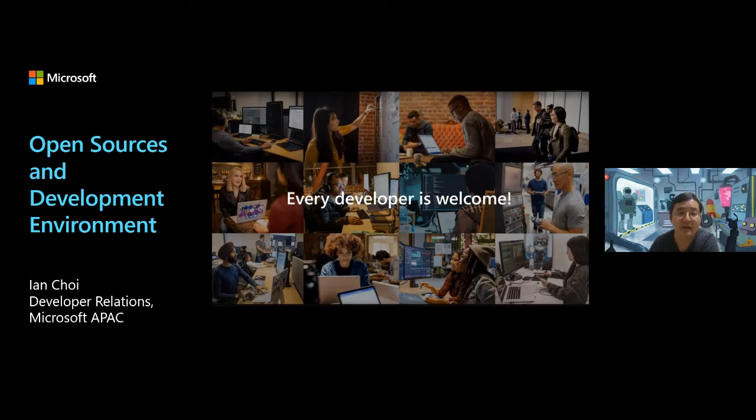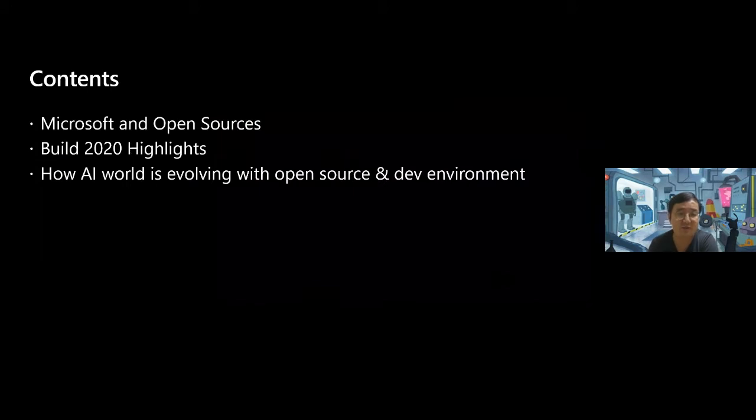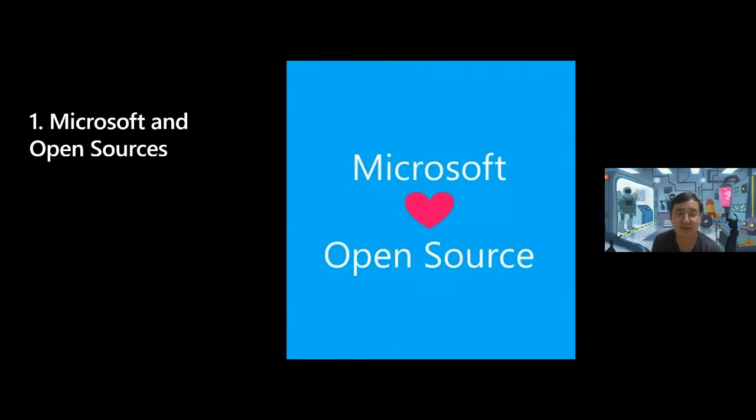Today I would like to talk by dividing into three different topics. One is how Microsoft has been evolving with open sources. The second one is that I would like to highlight which kind of open source things were emphasized at the last Build 2020. And the third thing is that I would like to demonstrate how the AI world is evolving with open sources and the development environment. First of all, let's start with Microsoft and open sources.